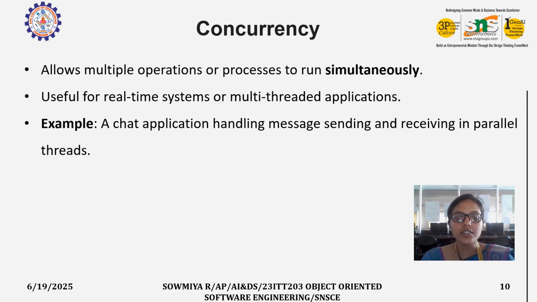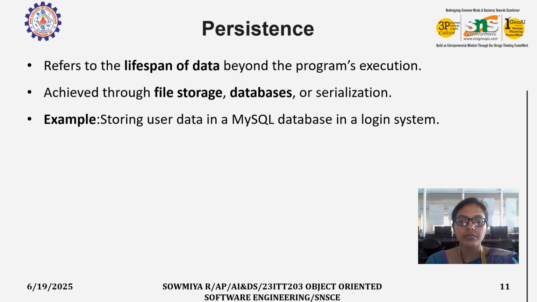Then concurrency. Concurrency allows a program to perform multiple operations at the same time. It's especially useful in systems where tasks need to run simultaneously. For example, a chat application must be able to send and receive messages in real time. That's achieved through concurrency using threads or parallel processes.